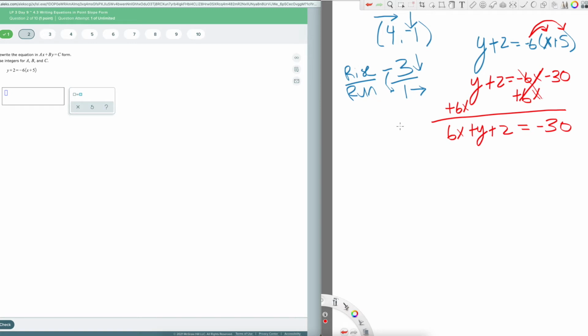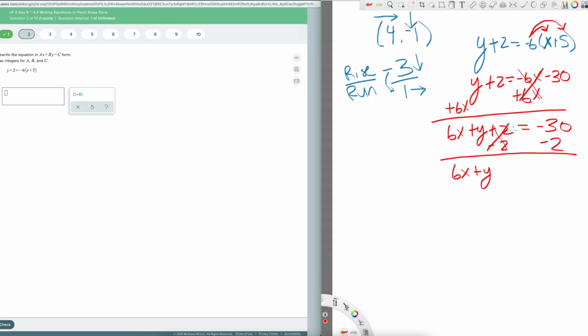All right, so now the only thing I have to deal with is this 2. I need to take this 2 and move it to the other side because I don't want any constants on the same side as x and y. So I have 6x plus y. 2 minus 2, just like 6x and negative 6x, they cancel out.